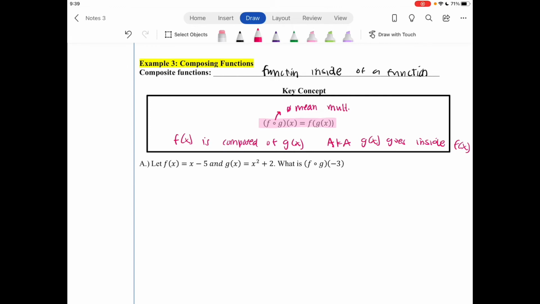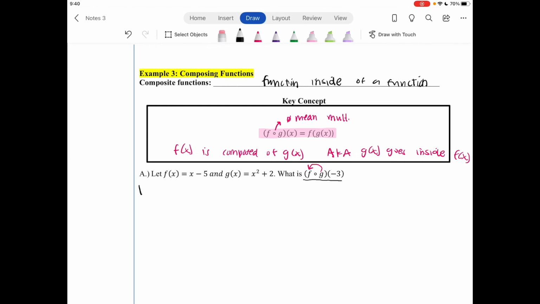So in our first example, we have two functions, f of x, which is x minus 5, g of x, x squared plus 2. And we want to know what is f composed of g of 3, meaning we need to take this function of g and plug it into this function of f. Whatever's on the inside is always going to get plugged into the function on the outside, kind of working in reverse. There are two different ways that we could solve this problem.